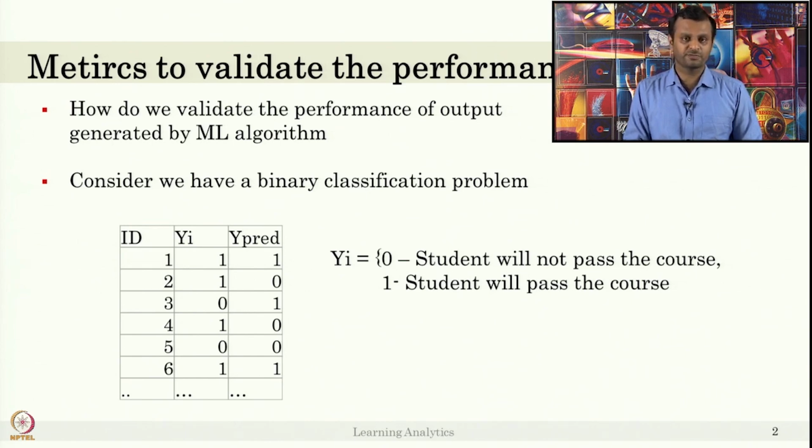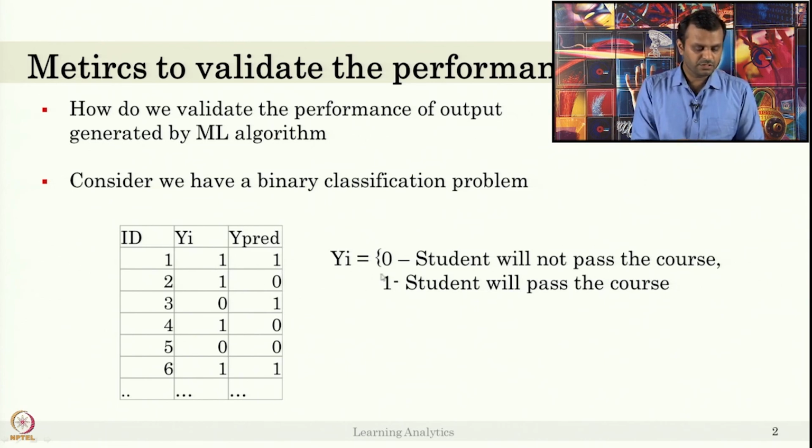This is a binary classification problem, and you have an ID. Say there are a lot of values, but let us keep only 6 data points for this example. You have yi, the real value you already have with your test data set, and you have the prediction value from the output of the ML model. So, you have yi and you have y predicted.